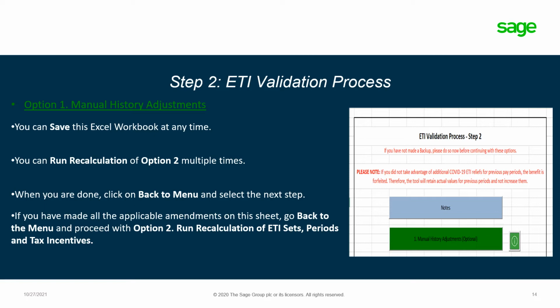If you have made all the applicable amendments on this sheet, go back to the main menu and proceed with Option 2. Run recalculation of ETI set, period, and tax incentive.